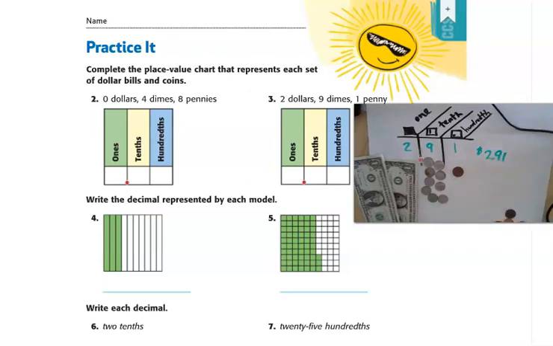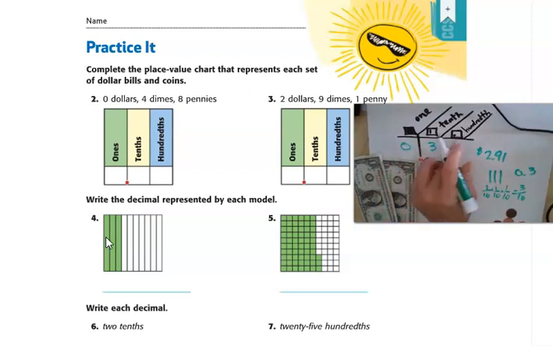Now if I were to write the decimal represented by the model that it's showing on number 4, I can see that I've got 1, 2, 3 bars shown, and each bar is 1/10. And if we combine all those, we get 3 tenths, which would be written 0.3, which would go in my number chart, 0.3. That's how number 4 is done.